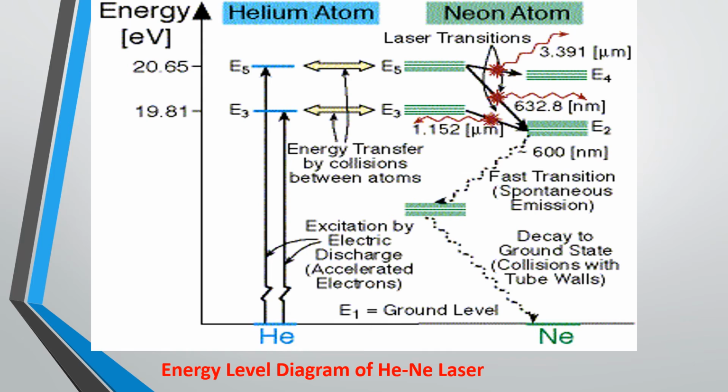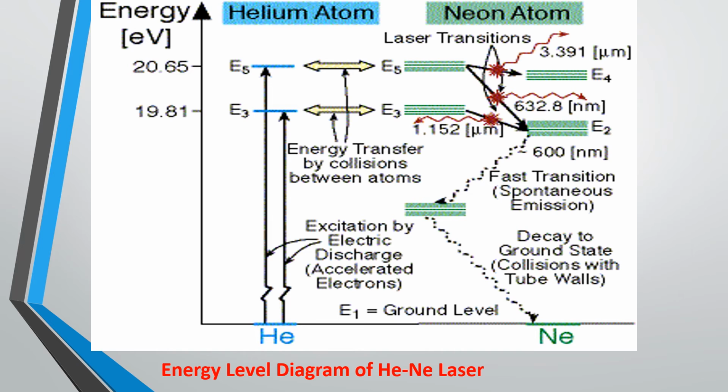In the first type of transition, from E5 to E4, the corresponding wavelength we obtain here is 3.391 micrometer, which is in the invisible region. Again, from E3 to E2, the corresponding wavelength is 1.152 micrometer. Again, it is an invisible region. So for the transition from E5 to E2, the wavelength which we obtain here is 632.8 nanometer. This is in the visible region, the red wavelength laser light we obtain here.